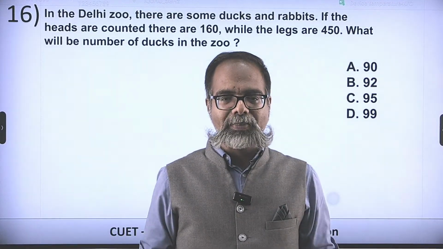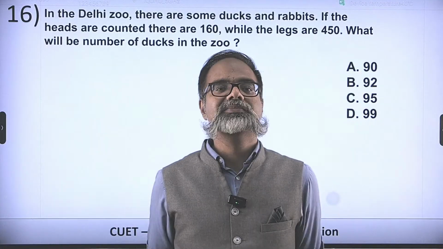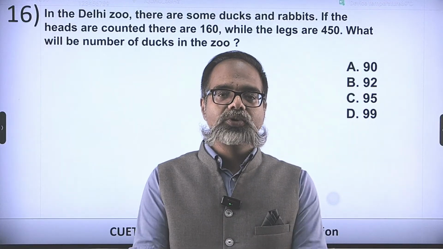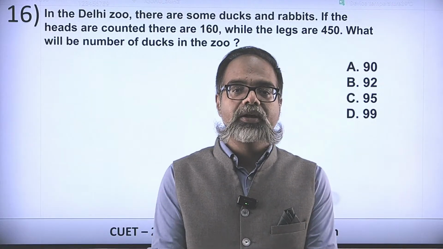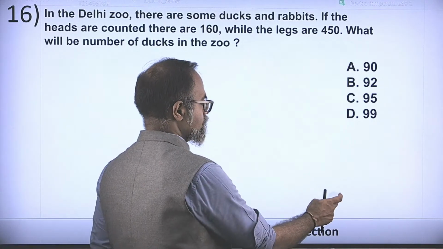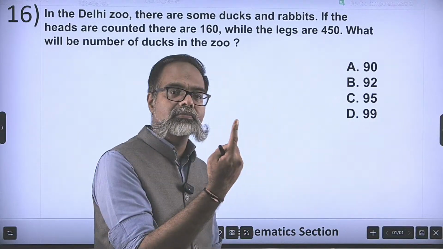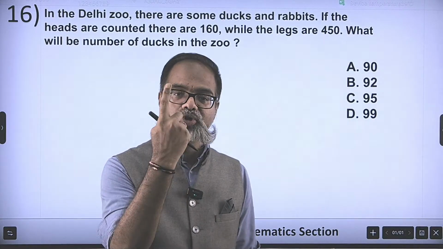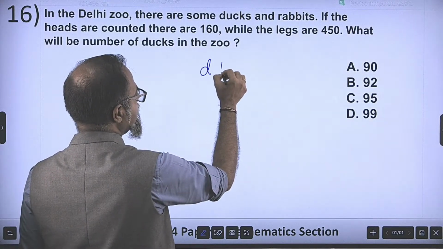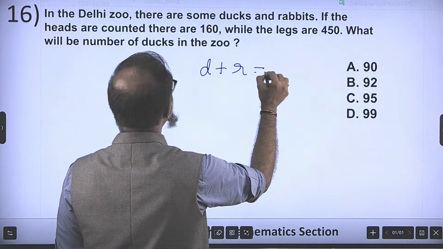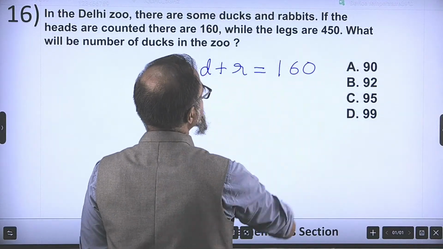One of those puzzles which we used to do as kids. In the Delhi Zoo, there are some ducks and rabbits. If the heads are counted, 160, okay? So each duck will have one head and each rabbit will also have one head. So if there are D ducks and R rabbits, then each duck one head, each rabbit one head, total 160.